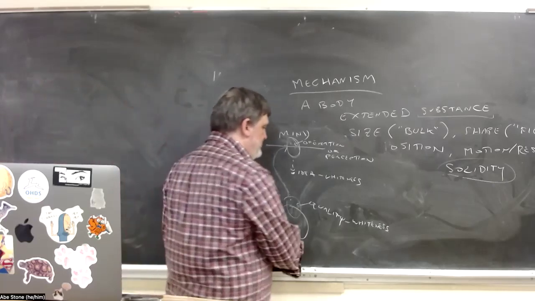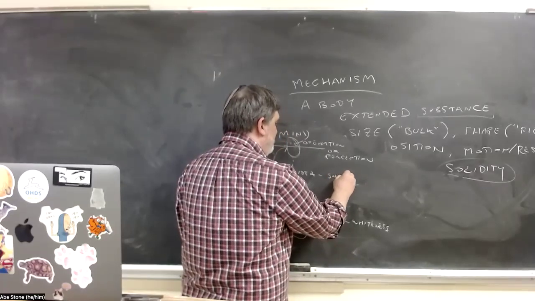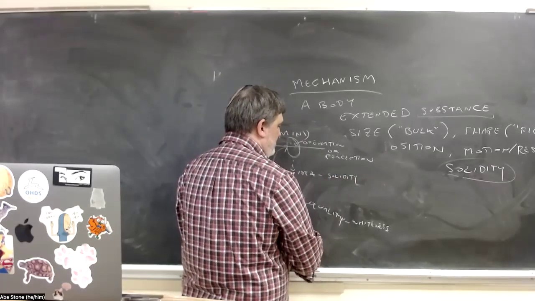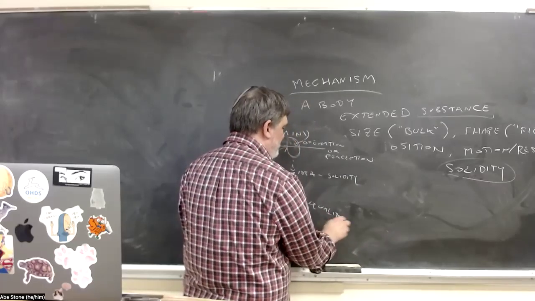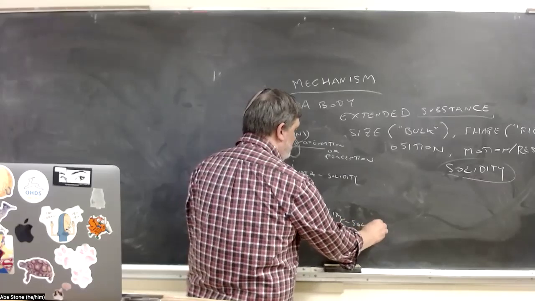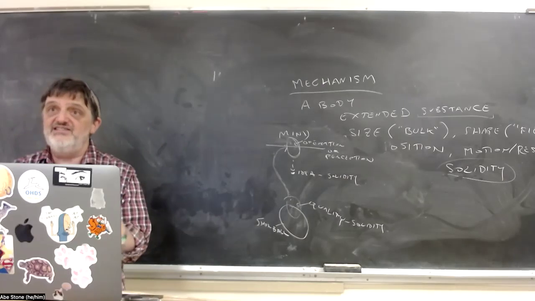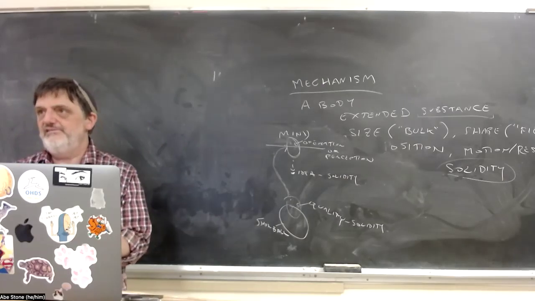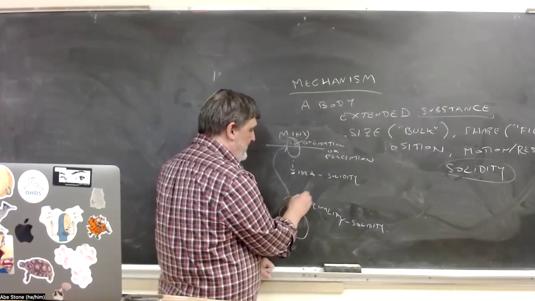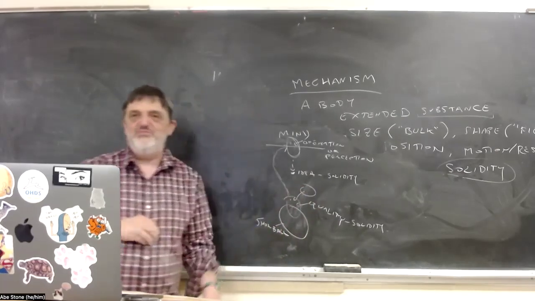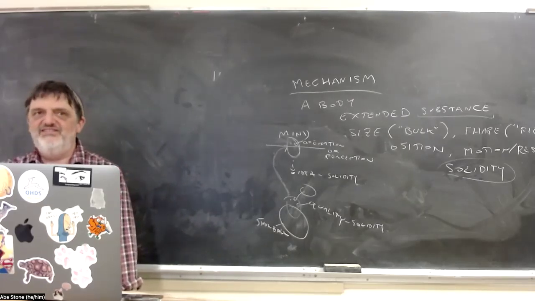So Locke says, say this idea is the idea of solidity. The quality that's in any body to cause me to perceive that idea of solidity is the quality of solidity. But Locke says, it's also the power to resist another body moving into your space. This is the weird part.